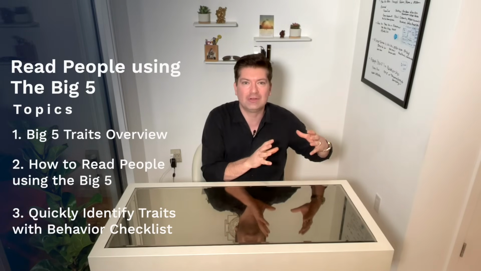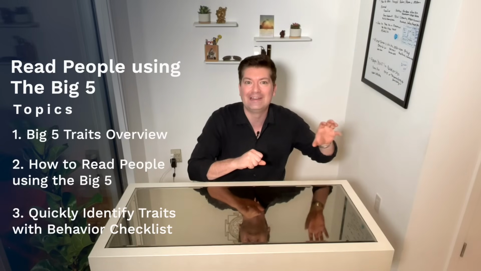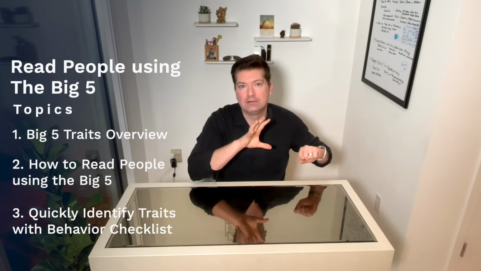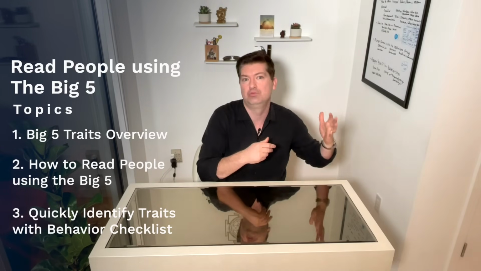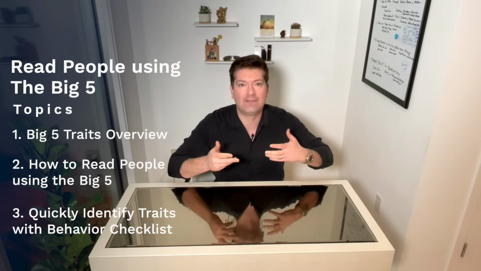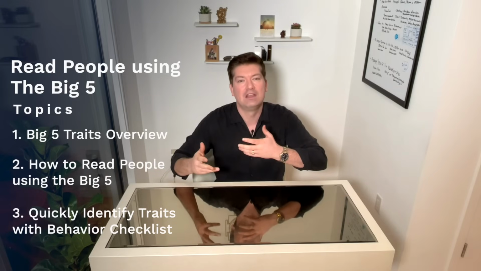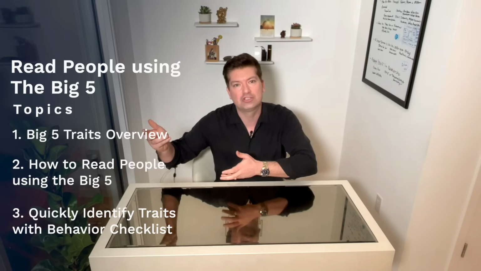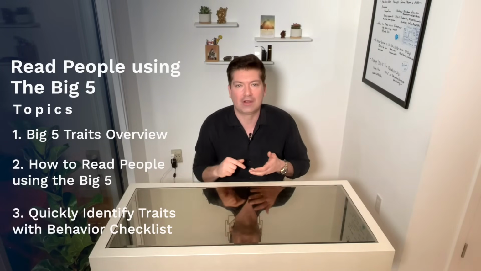In this video, the first thing I'm going to do is show you and talk a little bit about the model, because it's very useful to understand what it's really good at and what areas it's not great at. We're also going to talk about how to actually read people using the Big Five, how to quickly identify the traits in people, and how to run tests to validate whether they're high in a certain trait like openness or extroversion, or if they're low in a certain trait.